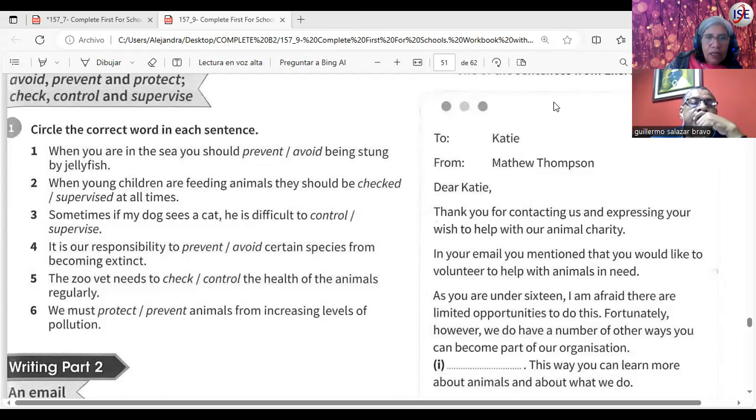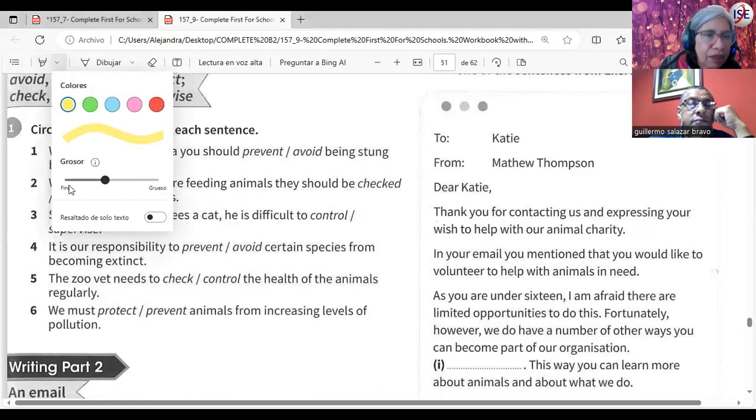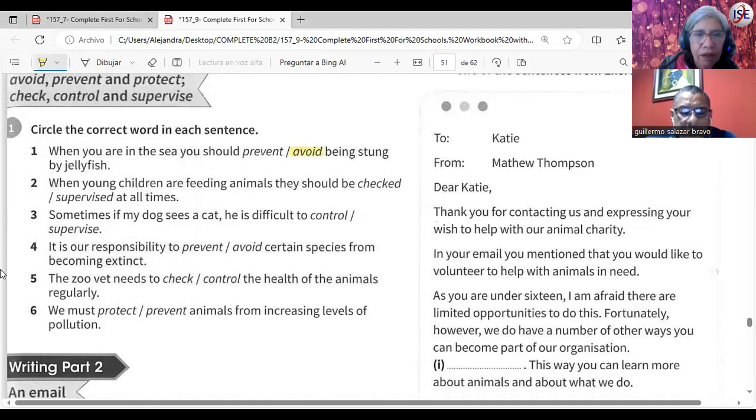When you are in the sea, you should prevent or avoid being stung by jellyfish. You should avoid being stung by jellyfish. Sting, stung, stung. Picar. Ser pinchado, que lo pinchen.